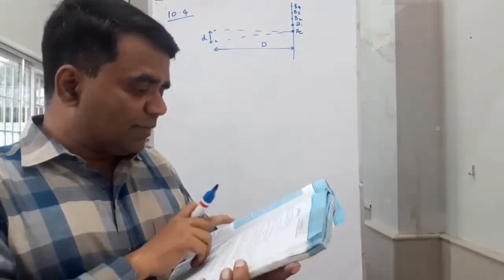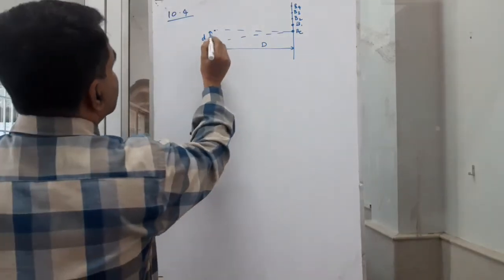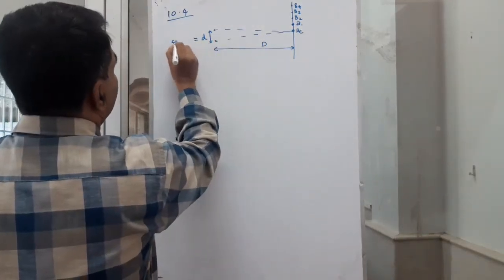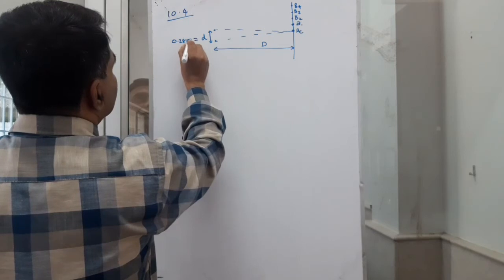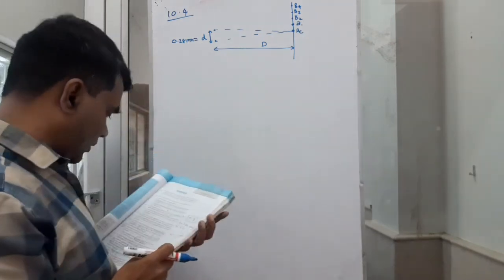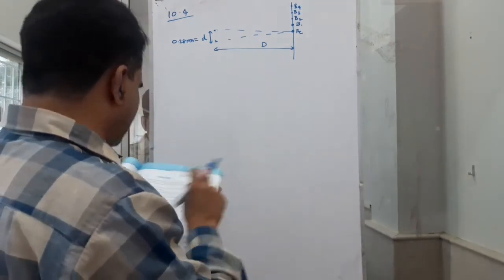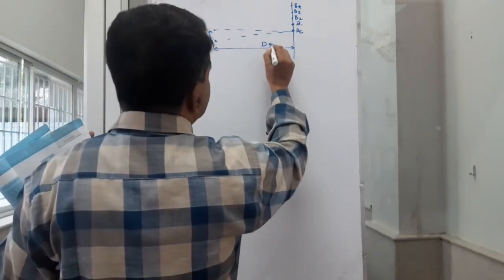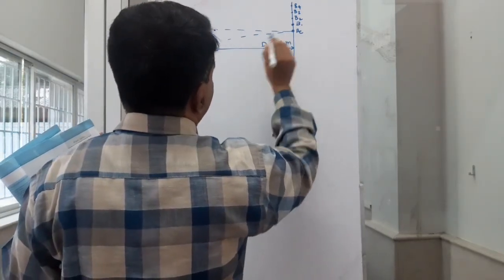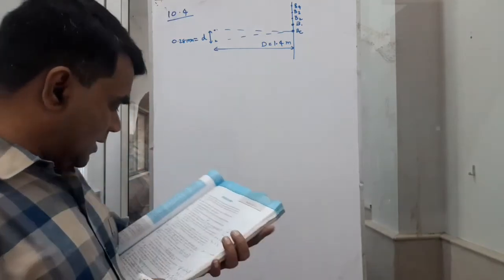The slits are separated by 0.28 millimeter. So this d is equal to 0.28 millimeter. And the screen is 1.4 meter away. This is equal to 1.4 meter.